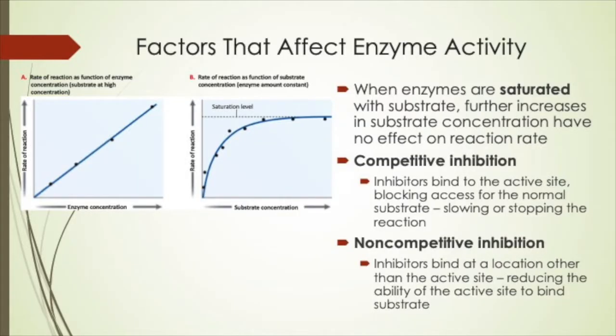Other factors can affect enzyme activity. So you have competitive inhibition, inhibiting factors such as things that can actively bind to the enzyme itself. You can actually take medications that can bind to a specific enzyme and bind to the active site.